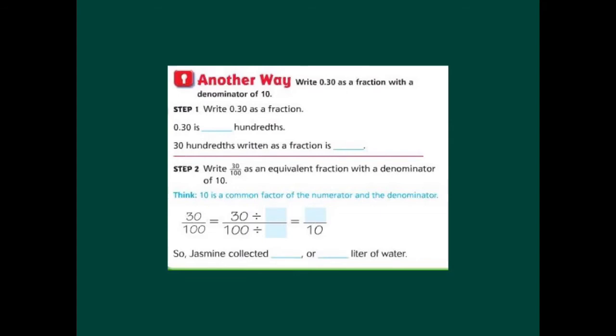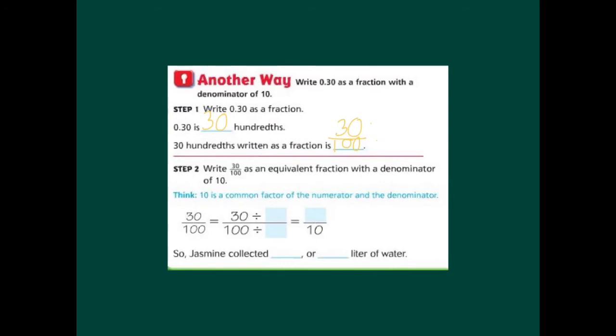There's another way to look at this. We can write 30 hundredths as a fraction. So we start thinking about it. 30 hundredths is looking like this, and when we put it into fraction format, we have 30 over 100, which tells me it's 30 hundredths. And then we can take that and make an equivalent fraction with the denominator being 10 because we want to switch it to tenths, correct?